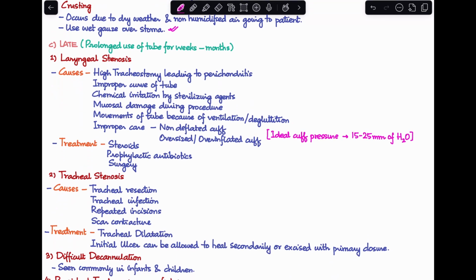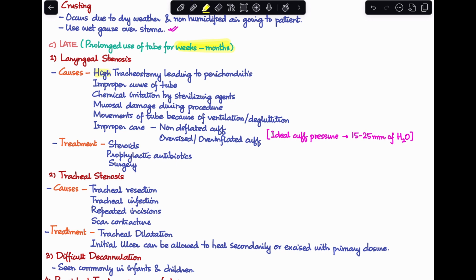Last of all, let's discuss what are all the late complications that we'll see. Late complications are seen in patients who are on prolonged usage of the tube for weeks to months. Our first late complication here is laryngeal stenosis, which is narrowing of the larynx. What are the causes behind this?